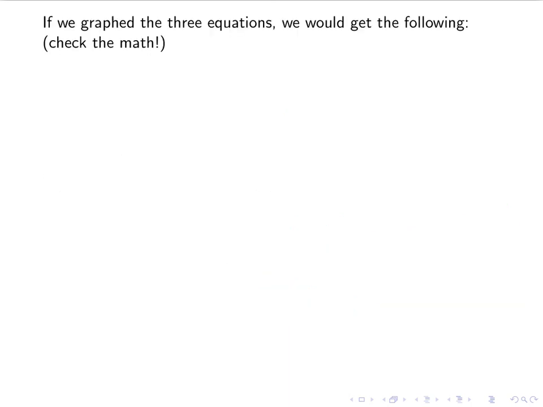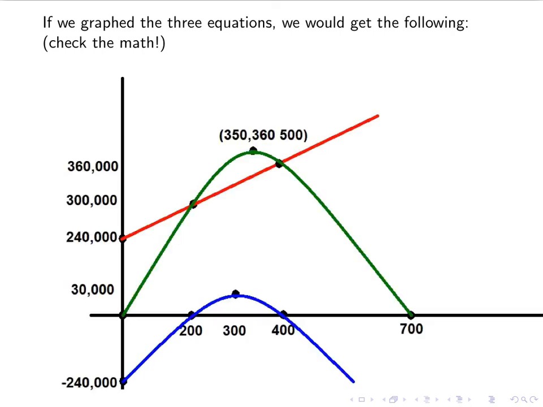If we graphed the three equations, we'd get the following. And I want you guys to check this math out, but I'm not going to do the whole graphing step by step. So C is the line. The green is the revenue. And the profit is the blue. So here are our break-even points in both the profit where they're 0 and the cost and revenue where they're the same, which is that 300,000 and that 360,000 that I just mentioned.